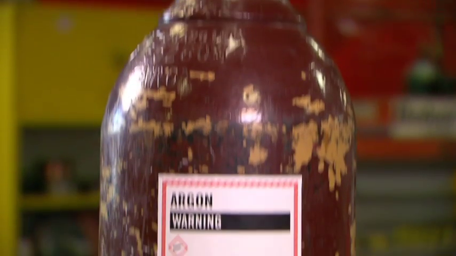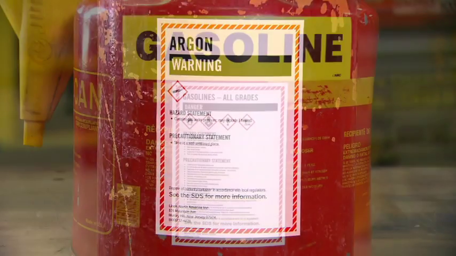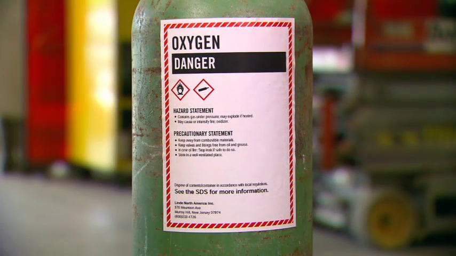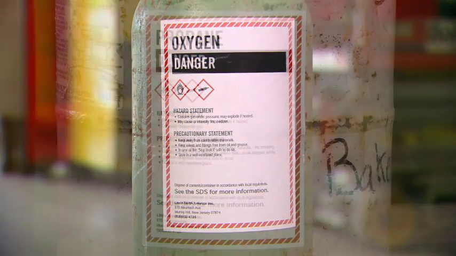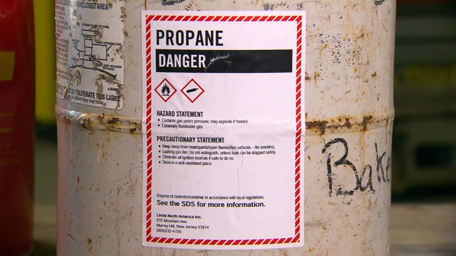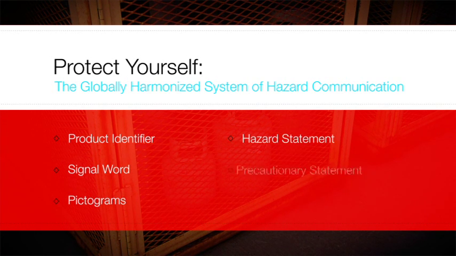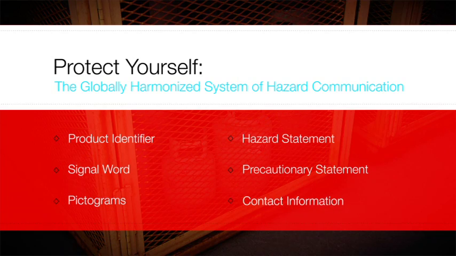A good start is right on the container label. Every container on the job site should be properly labeled. The labels should be in English, easy to read, and prominently displayed on the containers. Each label will have a product identifier, a signal word, one or more pictograms, a hazard statement, a precautionary statement, and contact information.